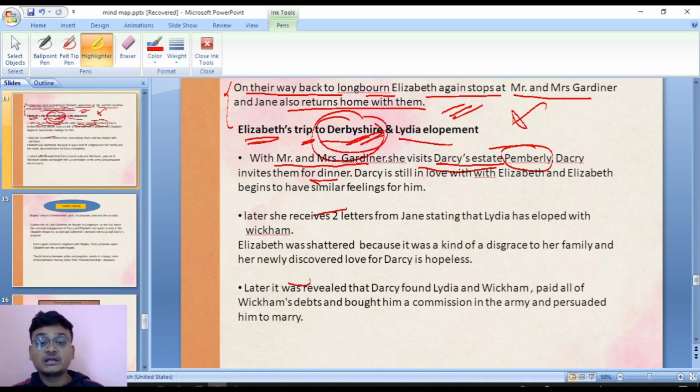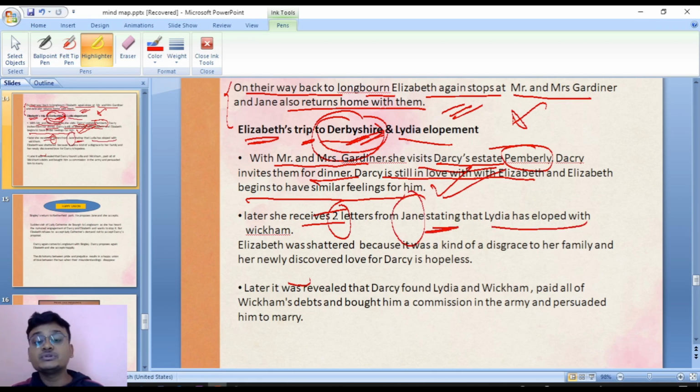Darcy is still in love with Elizabeth, and Elizabeth gradually begins to have similar feelings for him. Later she receives two letters from Jane. One day, while Elizabeth was spending quality time there, she receives two letters from Jane, where Jane states that Lydia has eloped with Wickham.